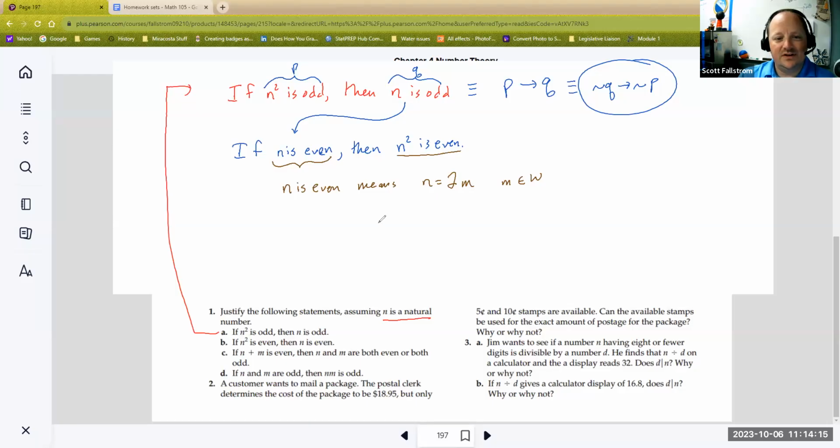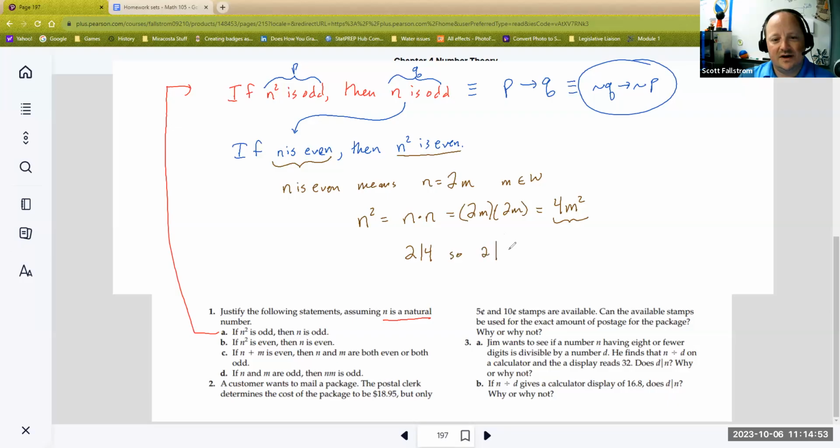So I need to actually go and find what n squared looks like. Well, n squared would be n times n, which would be 2m times 2m. You can put parentheses around it if that's helpful. And 2m times 2m turns out to be 4m squared. Now the question to you is, is that an even number? Now remember, even means it's divisible by 2. So does 2 divide this number? And we could say 2 divides 4 definitely, right? We know that 2 divides 4.